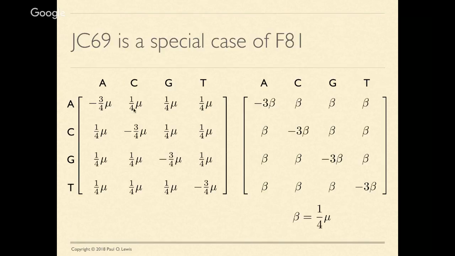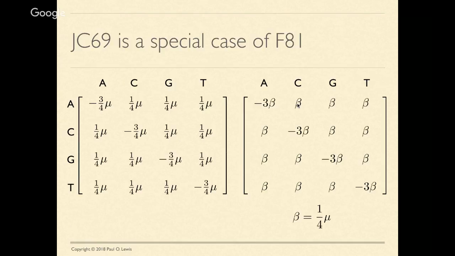And so in that case, we get 1/4 mu in all the off-diagonal elements. And so before, when I showed you the rate matrix for the Jukes and Cantor model, I had betas in all the off-diagonal elements. And so these two are really the same model. It's just that 1/4 mu equals beta.